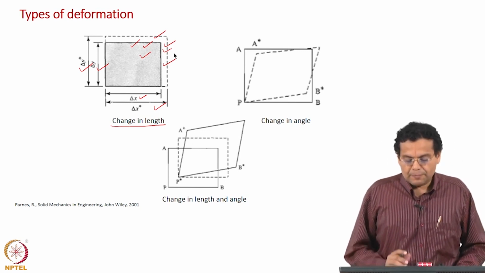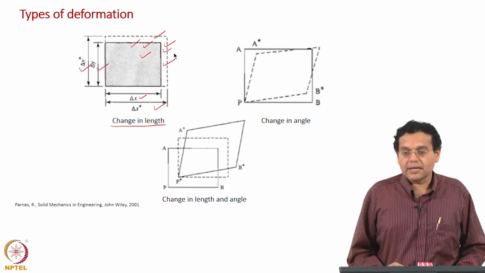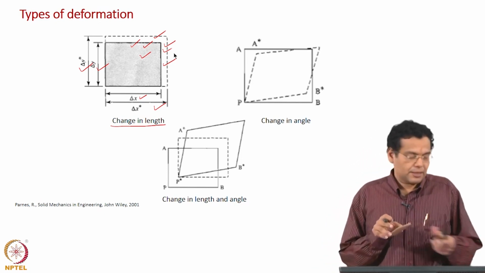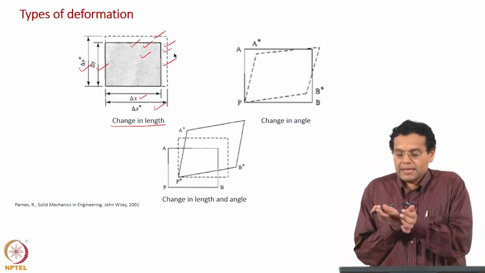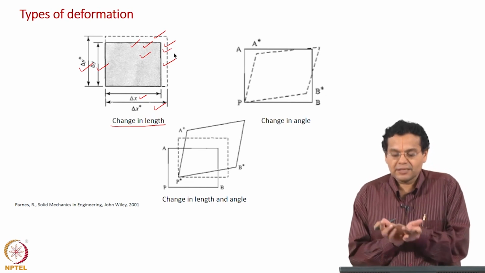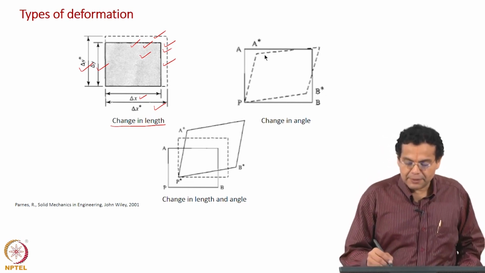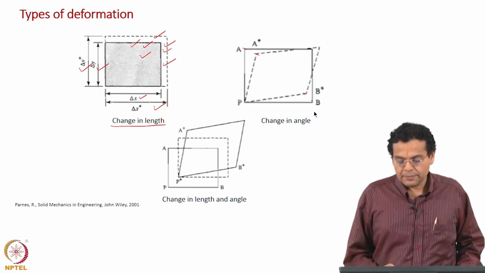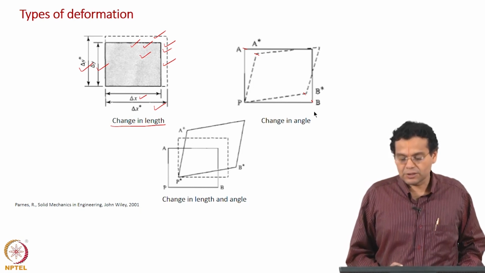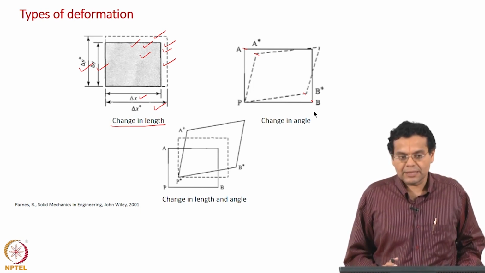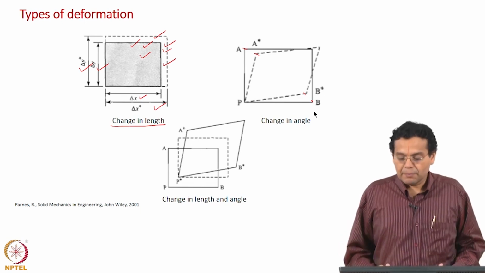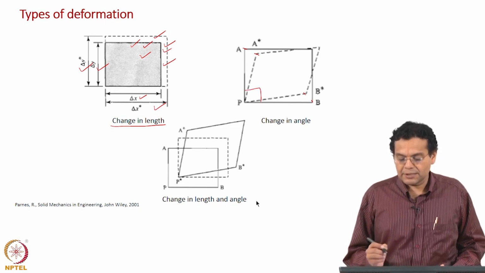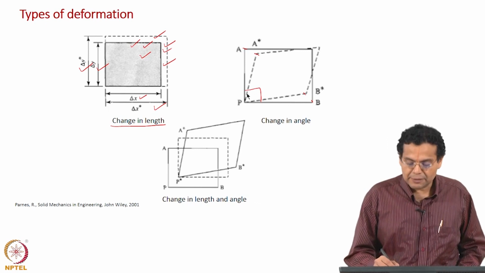Now, instead of change in length, there could be change in angle as well. What happens? You take the plate and let us say you apply a shearing stress, shearing force like this. In this particular case, this length almost remains the same. The lengths of PA and PA star are almost the same. Similarly, PB and PB star are almost the same. So, there is no change in length, but if you look at the angle between PA and PB, it was 90 degrees. Now, that angle has reduced and it has become an acute angle.